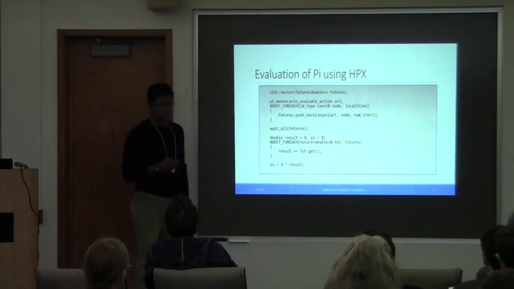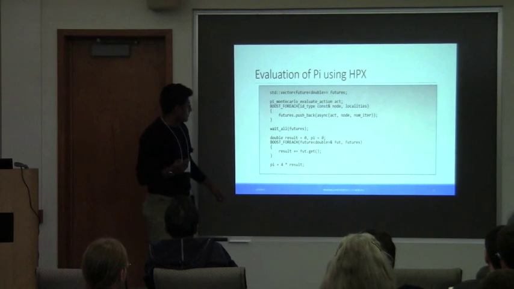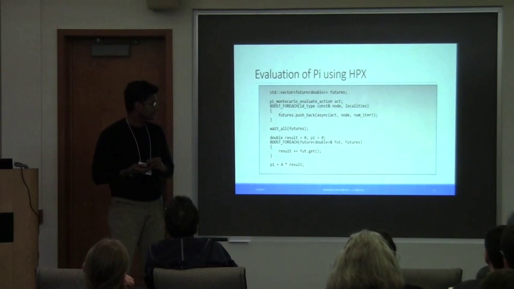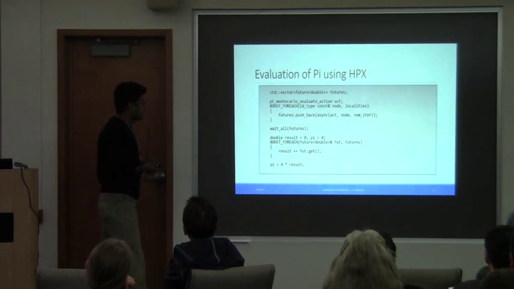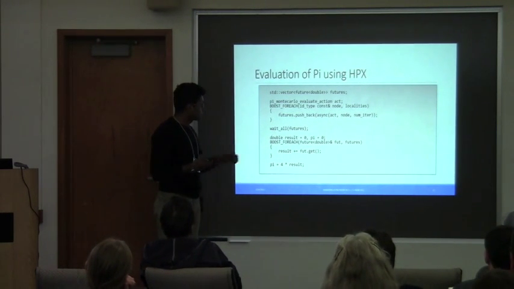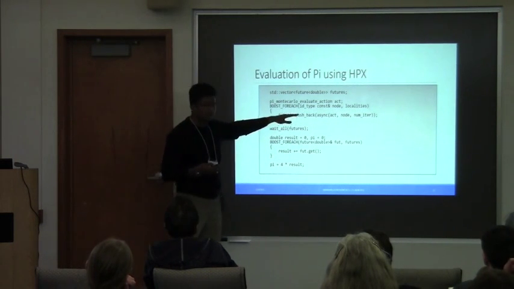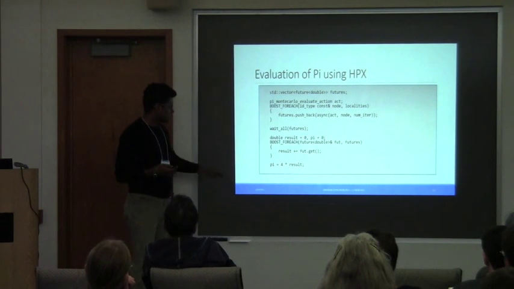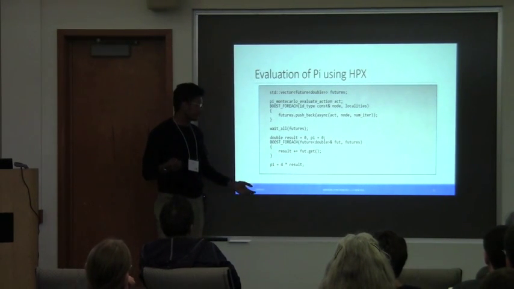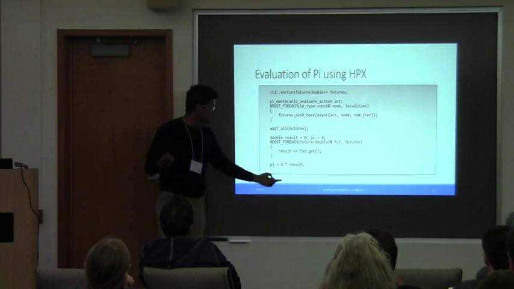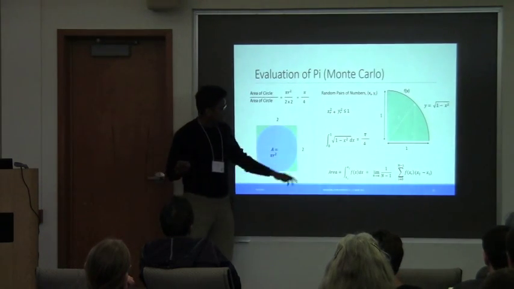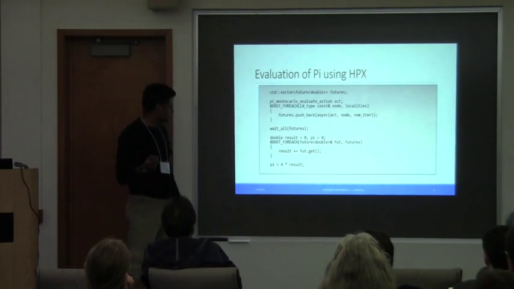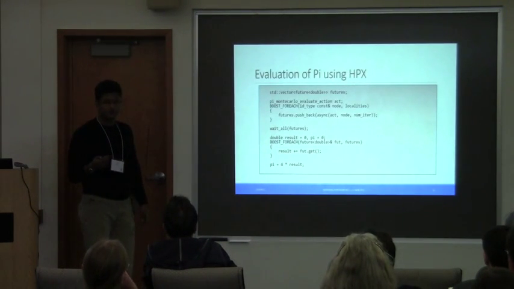And after knowing the localities we have, I just invoke asynchronous actions for each of the localities. And then I call wait for all on the futures, which ensures all the actions have been completed. And I assimilate all the values. That will give me the area of that quadrant. And I multiply it by 4, that will give me the value of pi.